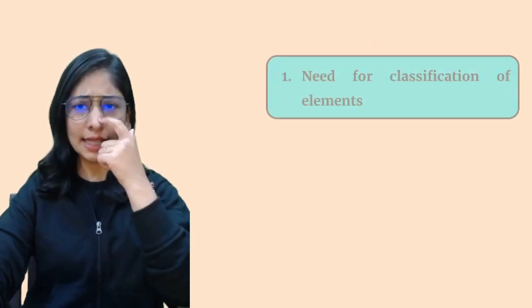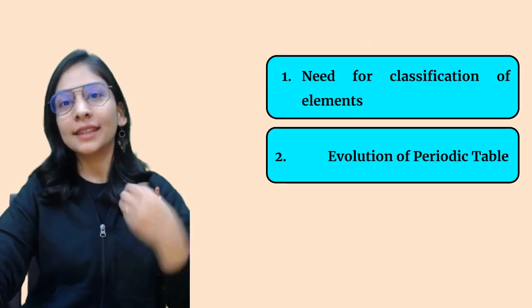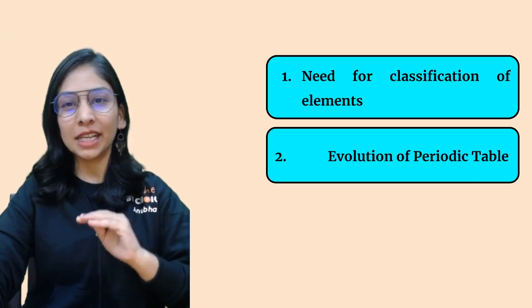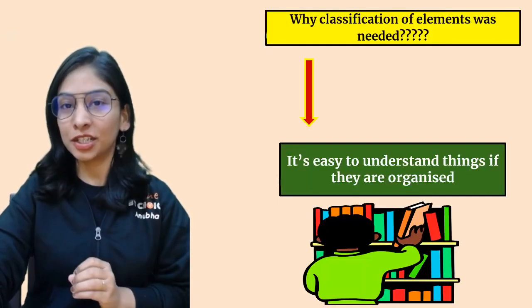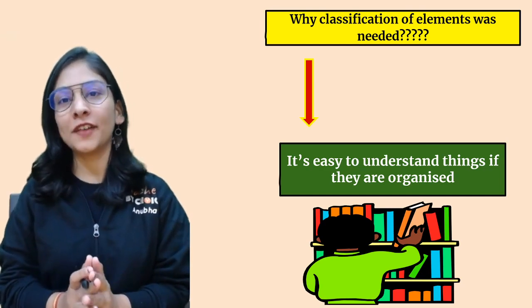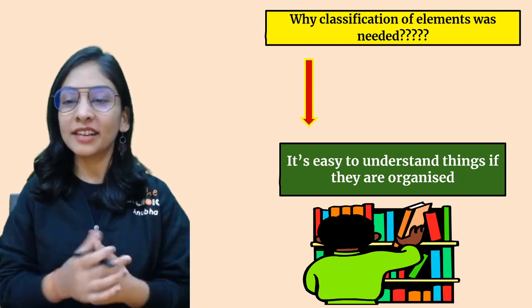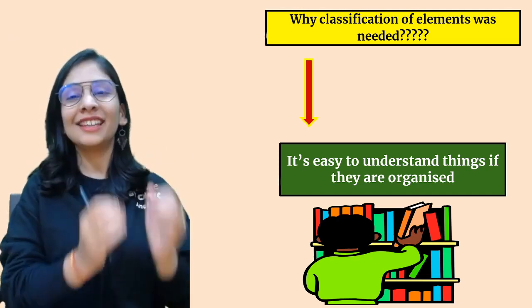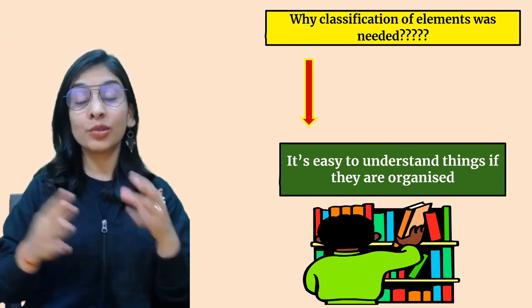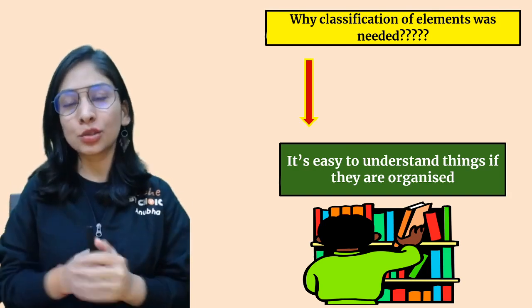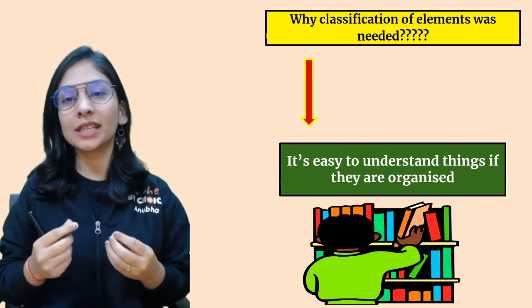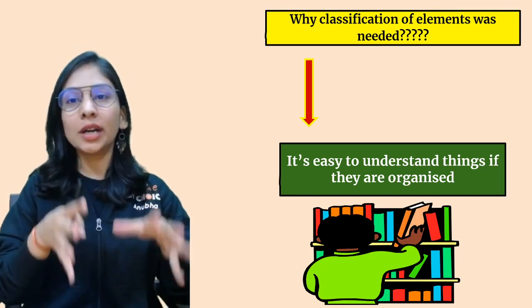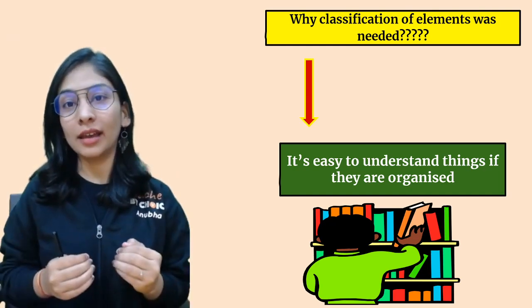Okay, let's start. First of all, we'll talk about why there's a need for classification of elements and how the periodic table has evolved this much that we study it with so much ease and comfort, and it's very systematic too. So the very first thing, why classification of elements was needed, everyone, because it's easy to understand things if they are organized. When we go to a library, everything has a proper section: English literature as well as grammar, history, civics, biology, chemistry, everything is arranged properly in an orderly arrangement, and it's so easy for us to find everything. Similarly in a supermarket, everything is arranged in a particular store, and it's so easy to get each and every thing.